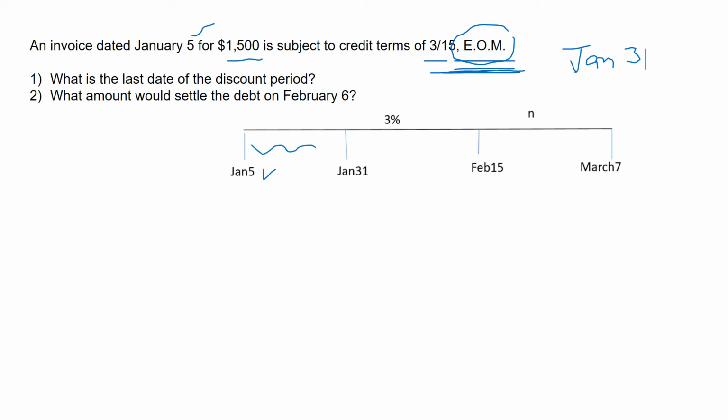So this is a void period, right? We are not counting days here. Now, starting from January 31st, February 1st is our first day, February 2nd is the second day, February 3rd is the third day, and so on. We need to calculate 15 days, right? So starting from February 1st, February 15th is the 15th day, right? Now 3% is eligible for this timeline, right?